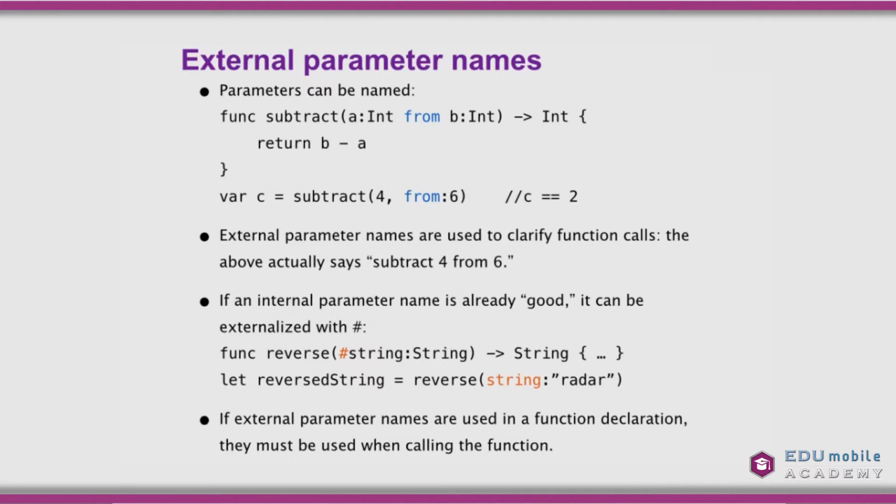If an internal parameter name is already good, then we can externalize it with a hash. Function reverse, hash string, as a string, returning a string. And then we can say let reverse string equal reverse string radar. So string is already a good name for this parameter, so let's go ahead and use it as an external parameter. External parameters, if they're defined in a parameter list, are required in the call.